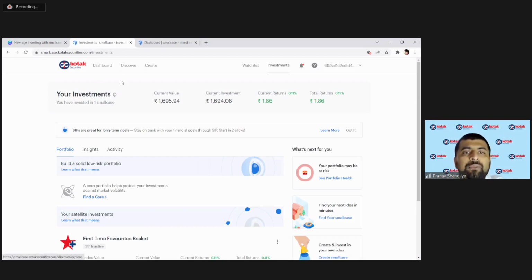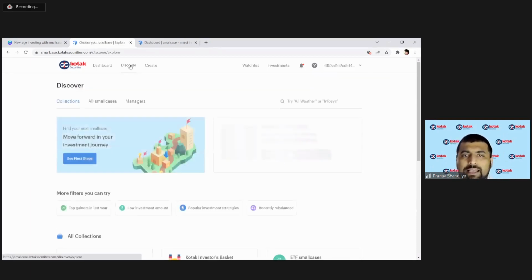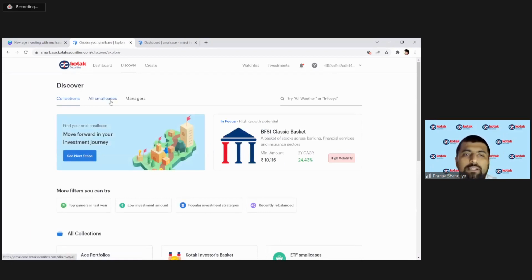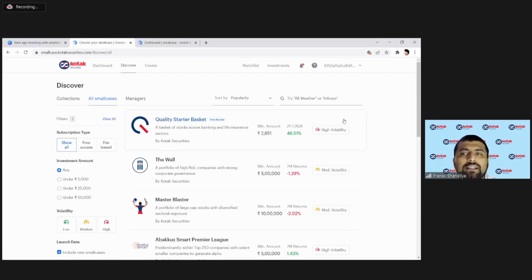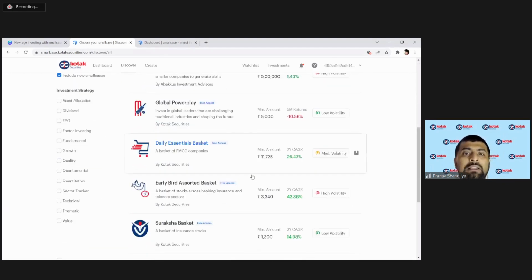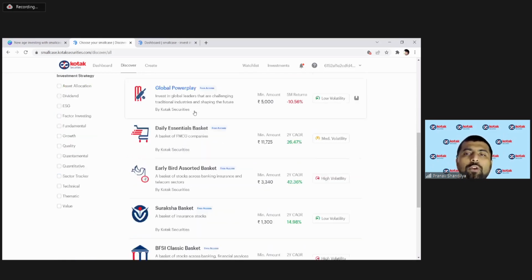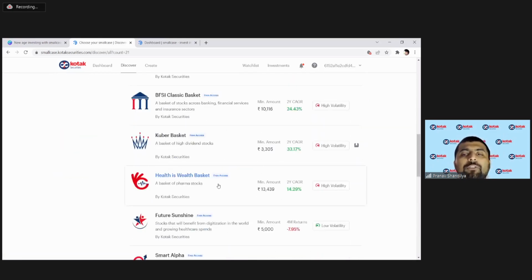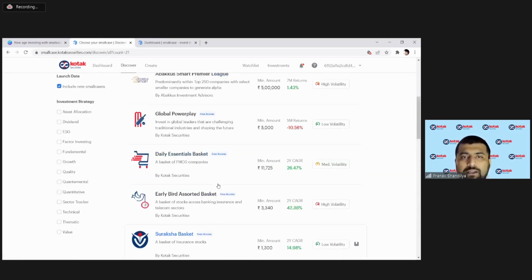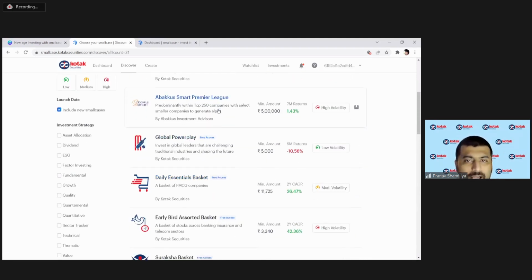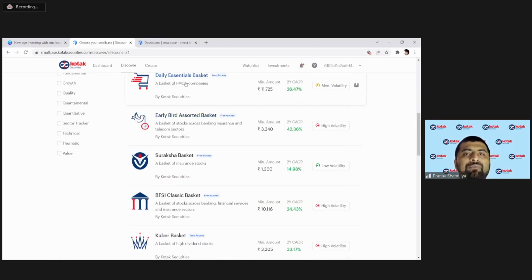Over here, the first step that we need to do is find out what portfolios are available. To do that, we can click on Discover here. This is the second option. And we can click on All Smallcases. Basically, this shows us the list of all the smallcases that are available. Now, what you can see on the screen is the list of portfolios which have been designed around a specific idea or theme in the market. For example, we have Abacus Smart Premier League, Global Power Play, Daily Essentials Basket, Early Bird Assorted Basket, Suraksha Basket, BFSI, Kuber Basket, and so on.